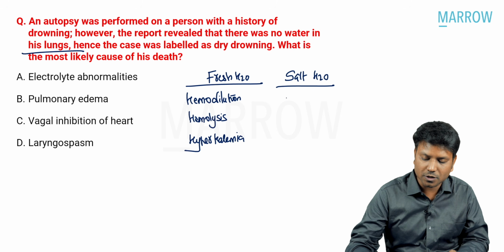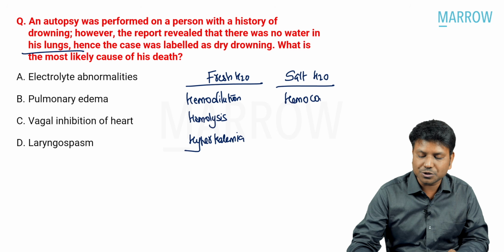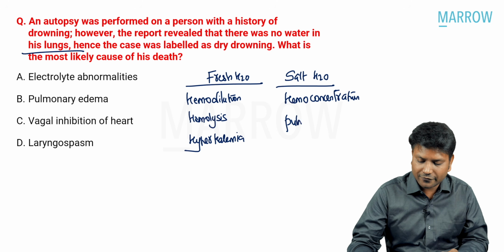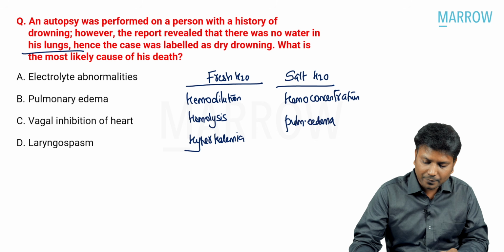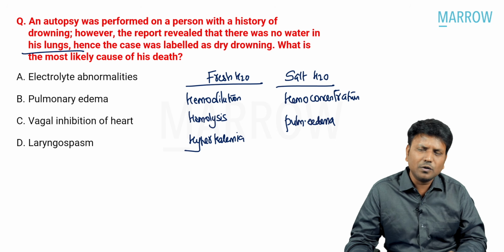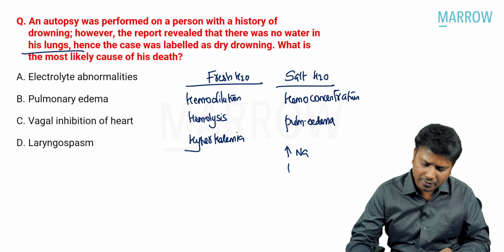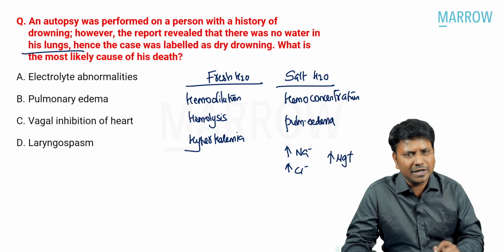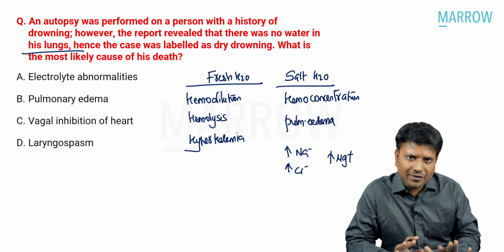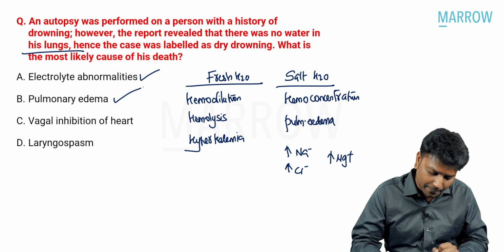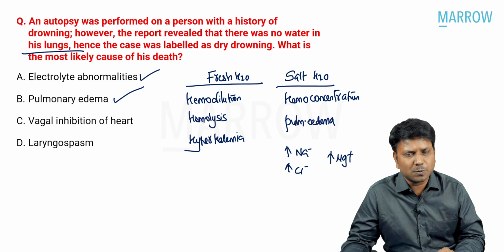In case it is saltwater drowning, we do not get hemodilution, instead we get hemoconcentration. The fluid movement will be from the blood into the lungs. The person will suffer from pulmonary edema. Not only that, in the blood there can be an increase in the sodium, an increase in the chloride level, and also an increase in the magnesium level. All these levels will increase. So with the given options, if they ask you for saltwater drowning, you should choose A will also be there and B will also be there.